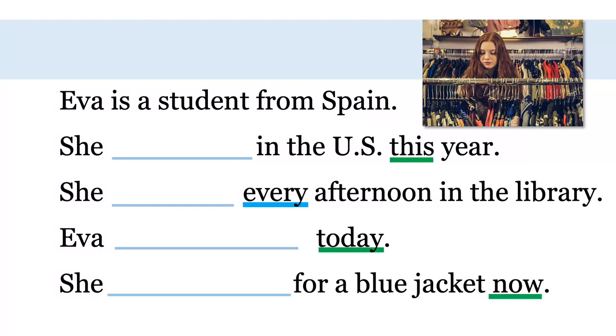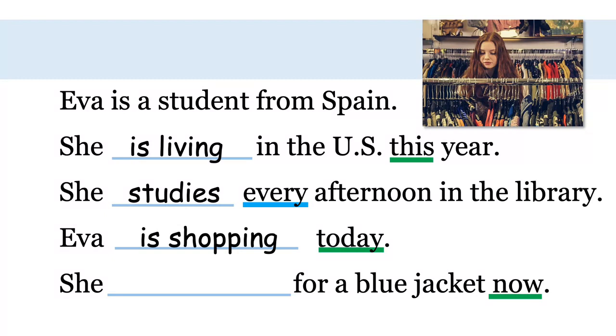Ava is a student from Spain. She is living in the US this year. This year tells me it should be present progressive because it's happening now. She studies every afternoon in the library. Every tells me it happens this afternoon, tomorrow afternoon, the next afternoon. That means it needs to be in the simple present. Ava is shopping today. Today tells me present progressive now. And she is looking for a blue jacket now. Well, now is happening now.